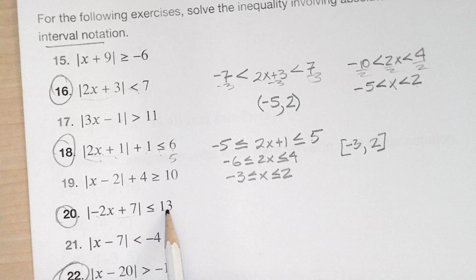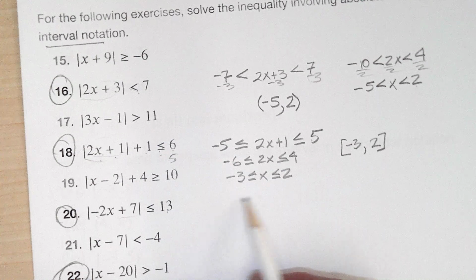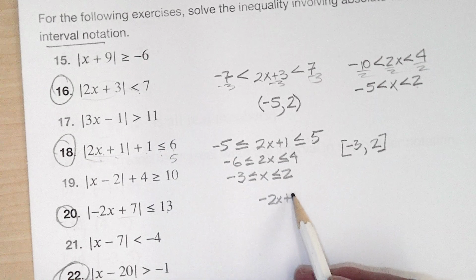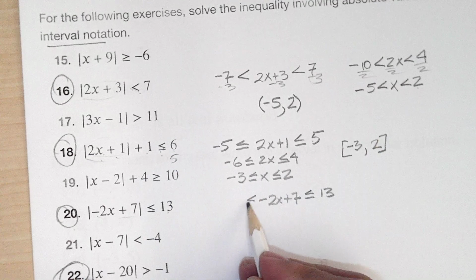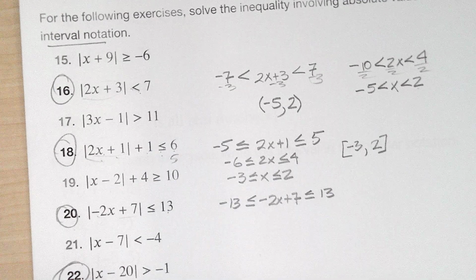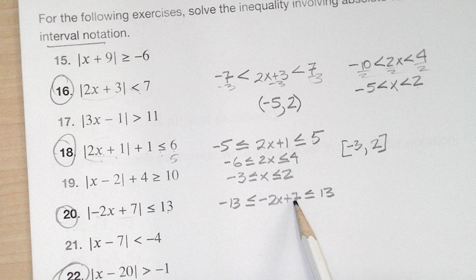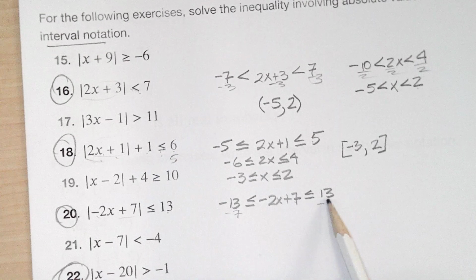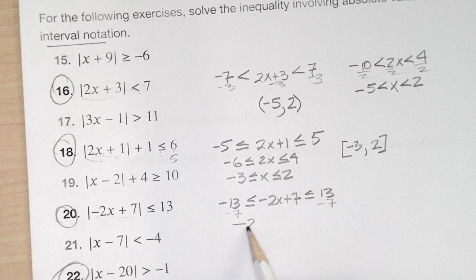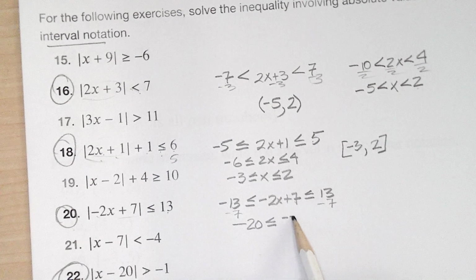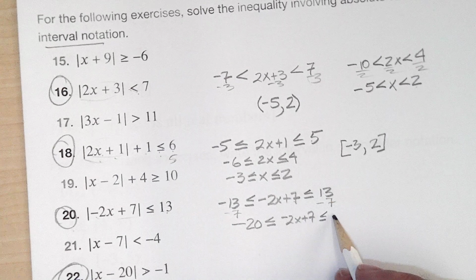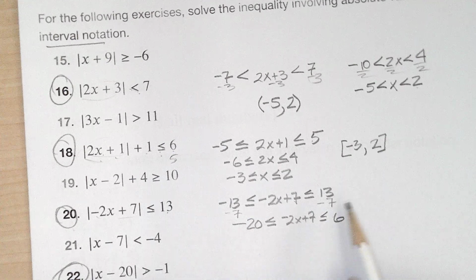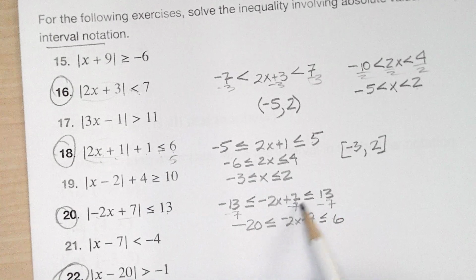Okay, less than 13. So we got -2x plus 7 has got to be between 13 and -13. So we subtract 7. So that's -20 is less than or equal to -2x plus 7, which is less than or equal to, subtract 7 from that, and that would be 6. Oh, I subtracted 7, so there's no 7 there.